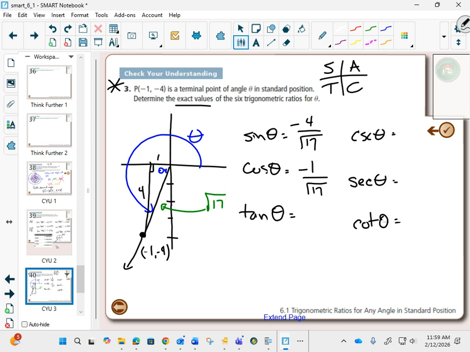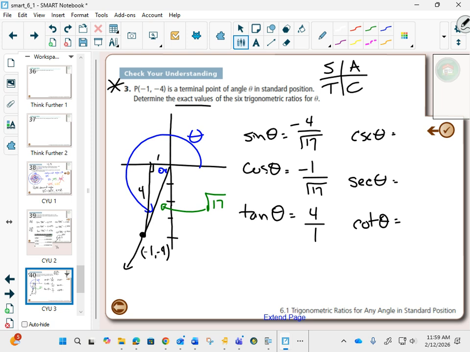Where do they check to see if you still know how to do this? If this was a multiple choice question, it would be rationalized, and you would have to make sure you knew how to do that. So for tan, opposite over adjacent would be 4 over 1, which is just 4, but you could leave it as 4 over 1, and tan is positive according to your CAST rule.